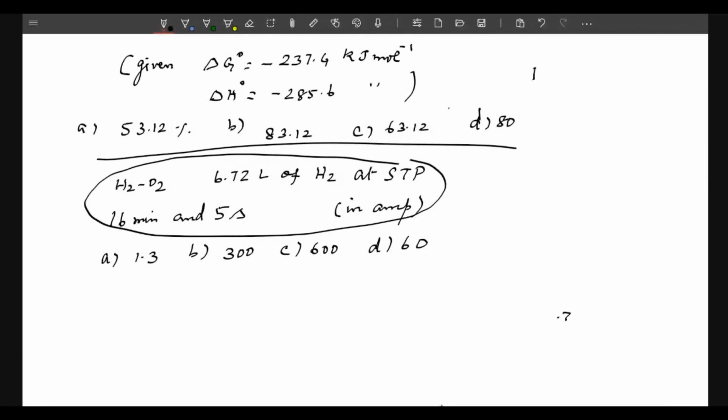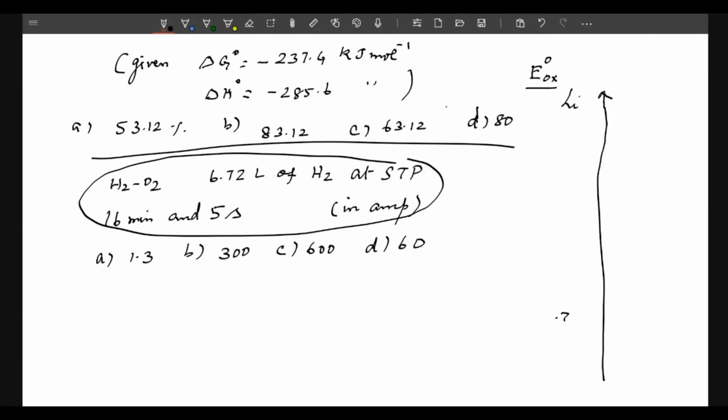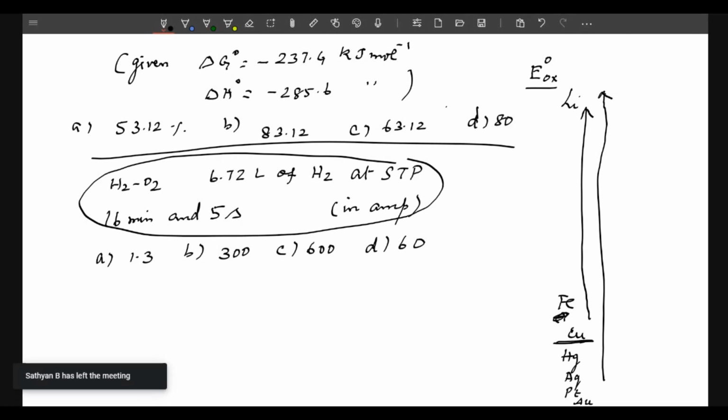And which metal can be used for sacrificial protection or galvanization? We have already given the oxidation potential values, E naught of oxidation potential. We started from lithium, sodium, potassium. Here the oxidation potential is going on decreasing. And which metal are you going to protect? For example, iron is present here, copper here. Next is mercury, then silver, next platinum, gold. If you want to protect the copper, those metals present above the copper in this electro-oxidation potential series can be used as sacrificial protection. And those metals which are placed below this cannot be used as sacrificial protection. That is the simplest technique.